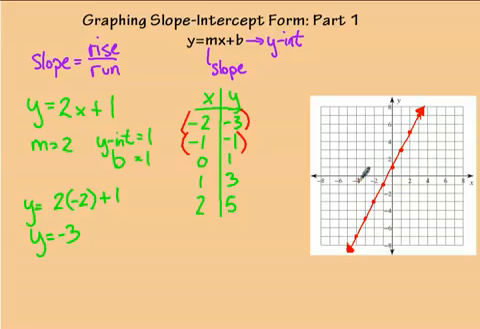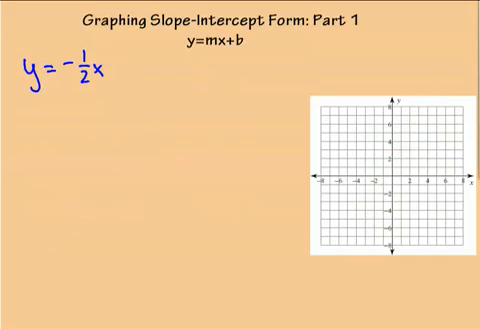So for example, this point right here is -4, -7. If I plugged -4 in for my x value and computed this, I got -4 plus 2 plus 1, I should get a -7 for the y value, and I do. So this line represents all of those points. All right. Let's take a look at one last example.